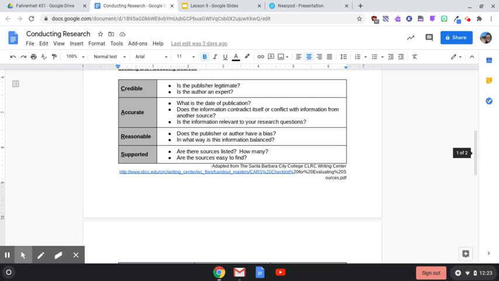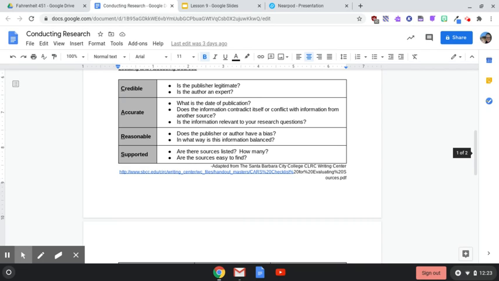In terms of whether it is accurate, we want to look at the date of publication. We want to make sure that the information does not contradict itself or conflict with information from another known source. And we also want to make sure that the information is relevant to your research question. Otherwise, you're just wasting your time.